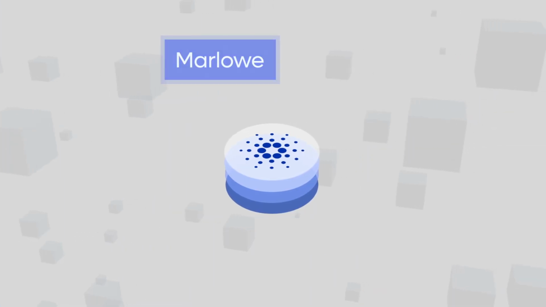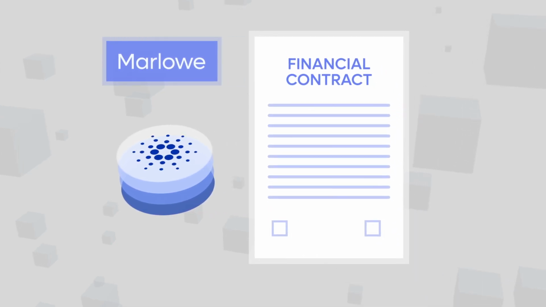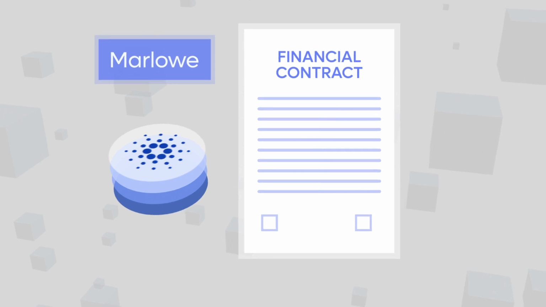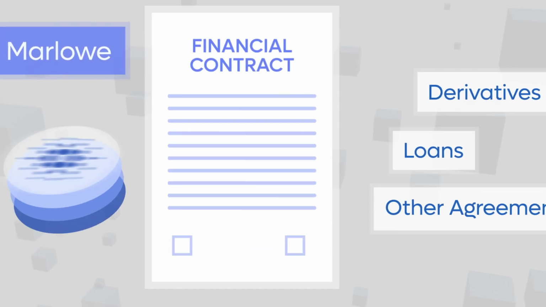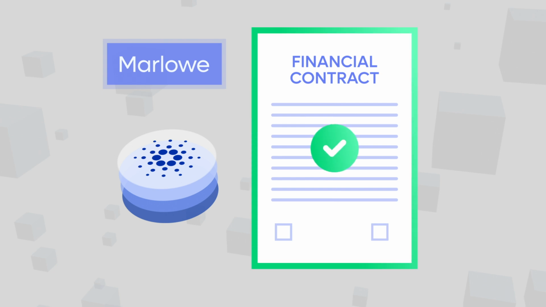Now that we have an understanding of Plutus, let's discuss Cardano's domain-specific language known as Marlowe. Marlowe is a programming language for financial contracts designed to make it easy for non-programmers to write financial smart contracts such as derivatives, loans, and other agreements. It also makes it easier for programmers to formally verify that these contracts are correct.